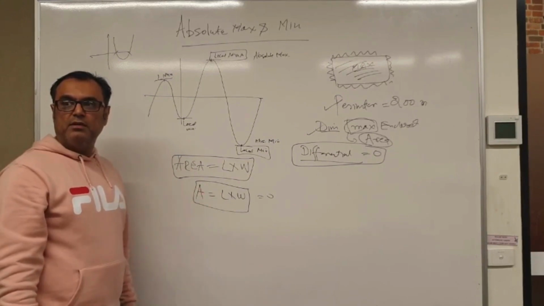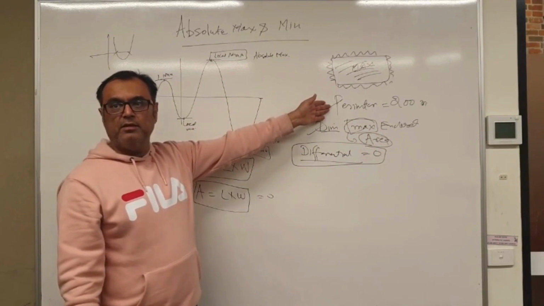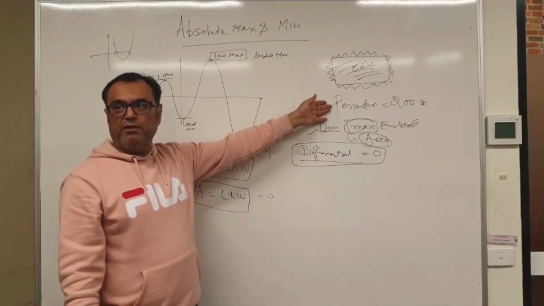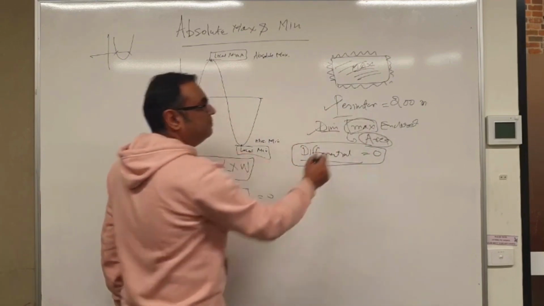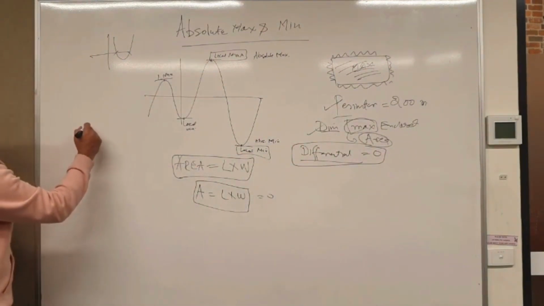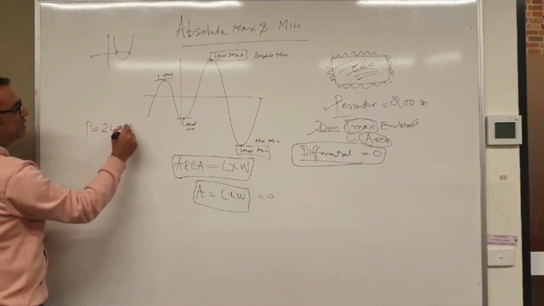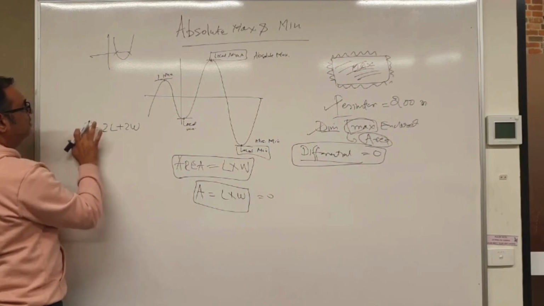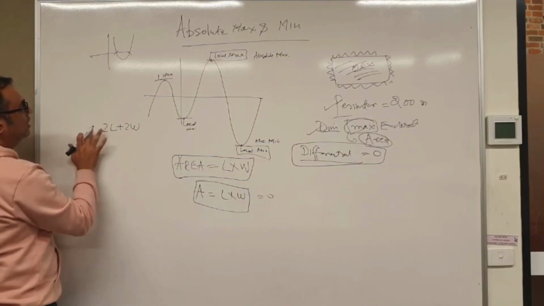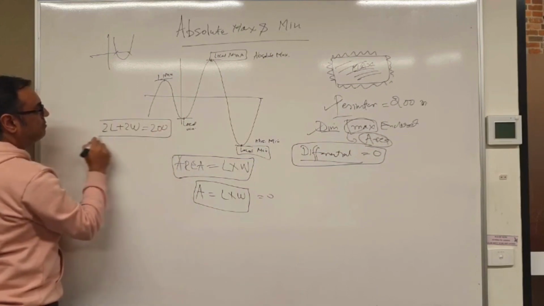The perimeter is 200 meters, so we need to do something about it, right? He's not just giving it for fun. We need to do something about it. Two lengths, exactly. So let me just say perimeter is what? 2 length plus 2 width, and that equals 200.